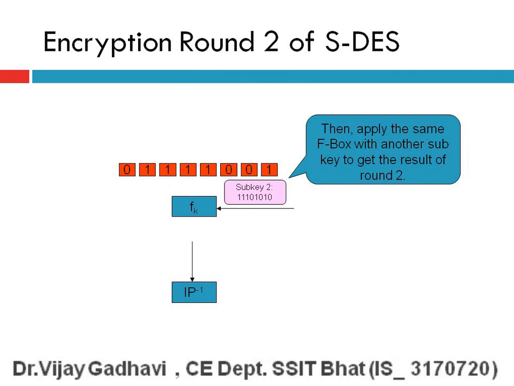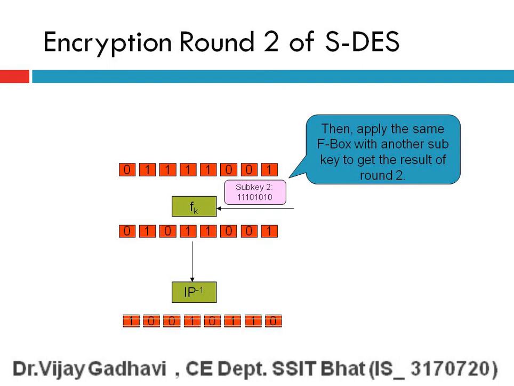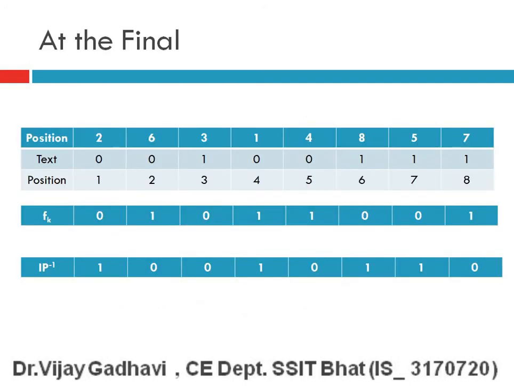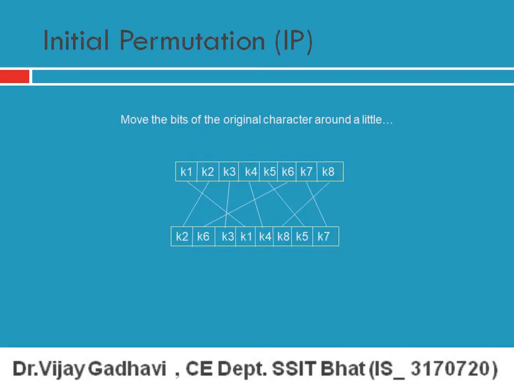Then next we use a subkey, then apply the same F box with another subkey and get the result of round 2. This is the process. The string is ciphertext. This is all about encryption round 2 of SDES. At the end, you can see in the table the position of bits in text and positions in inverse permutation.